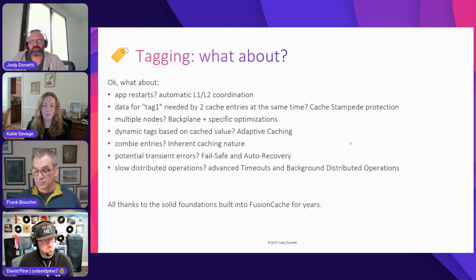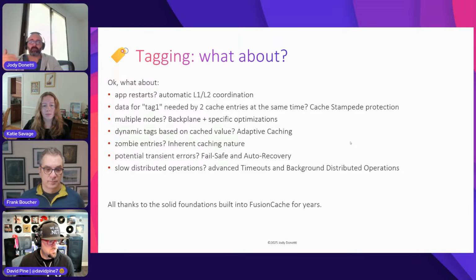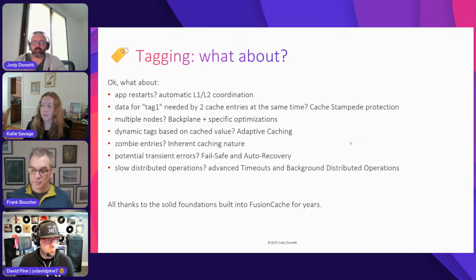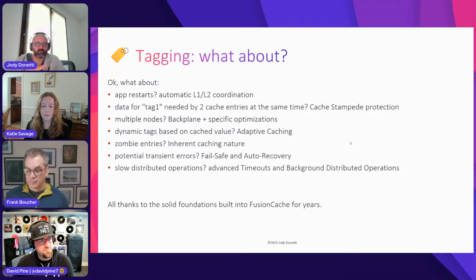And what about zombie entries? If I remove by tag, and that includes an entry that is not being asked again, will it stay there forever? No, because of the inherent nature of the cache, meaning sometime later it will just expire. It's a cache, it's not a persistent database. Transient errors, fail-safe for recovery, and all the features in FusionCache are automatically covered. What about slow distributed operations? We have advanced timeouts, background distributed operations, and whatnot.